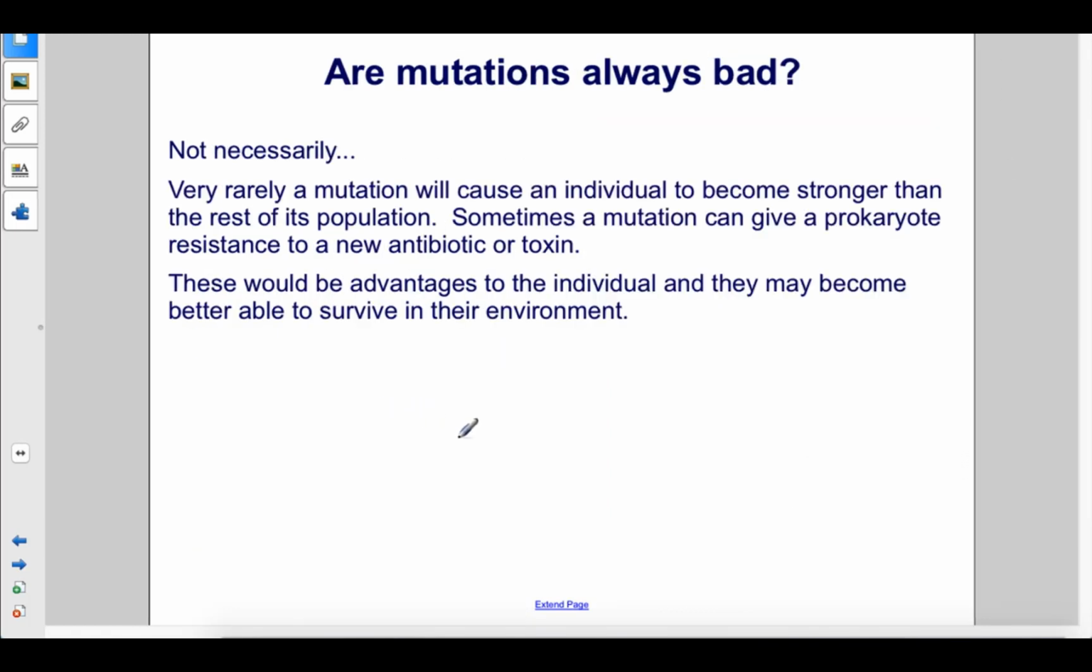Not necessarily. Very rarely, a mutation will cause an individual to become stronger than the rest of its population. Sometimes a mutation can give a prokaryote resistance to a new antibiotic or toxin. These would be advantages to the individual, and they may become better able to survive in their environment.